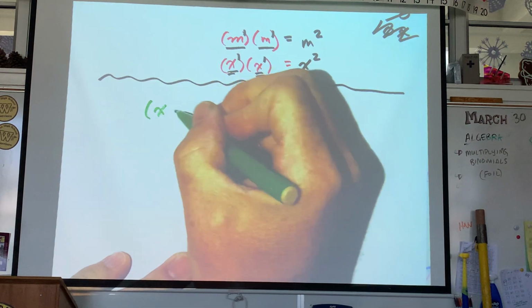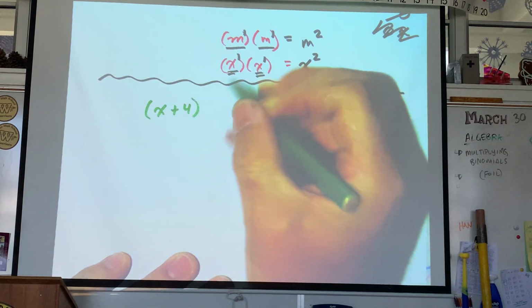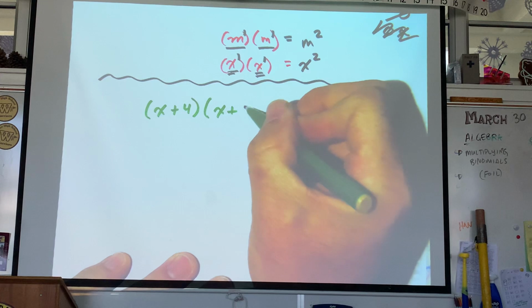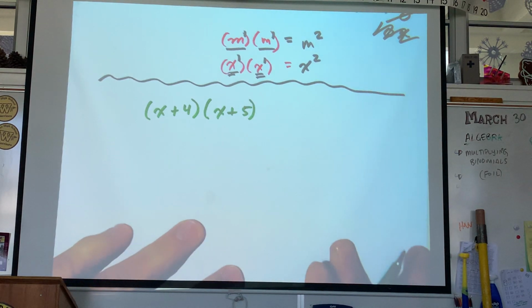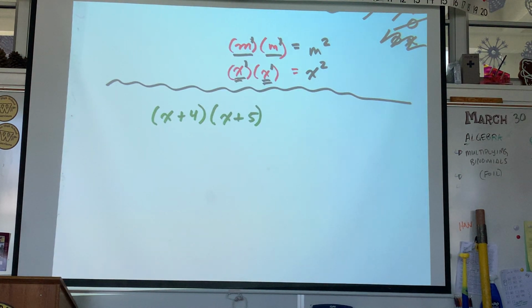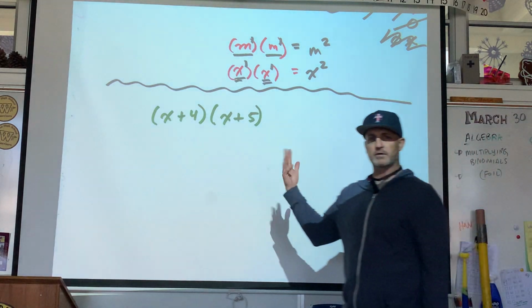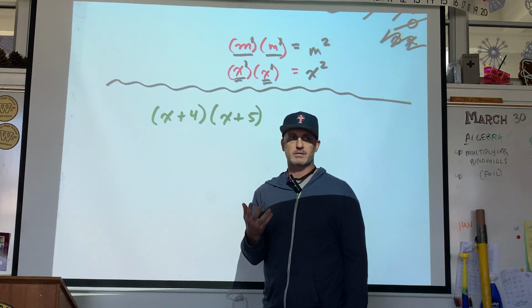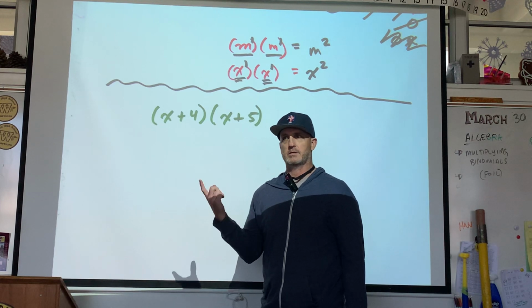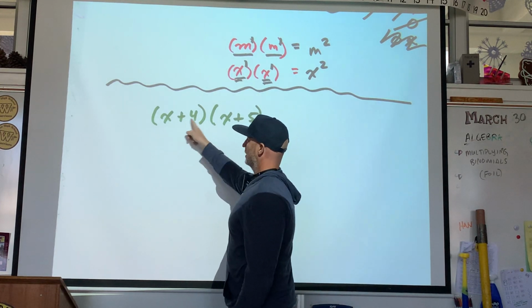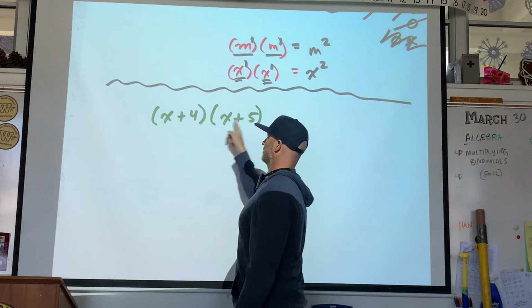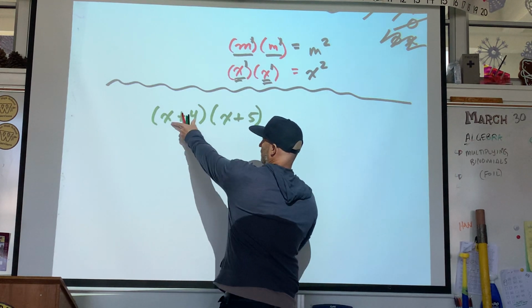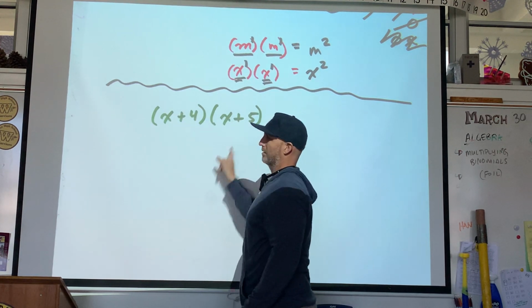Let's do an x plus 4 times x plus 5. This is the title of our notes today. Multiplying binomials. Binomials means that it's an expression with 2 terms. 2 here and 2 here. That's how we're multiplying 2 of these times 2 of these, all right?